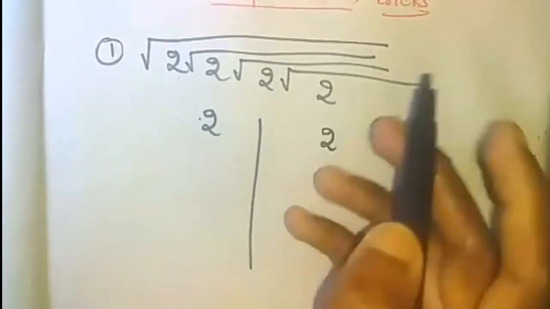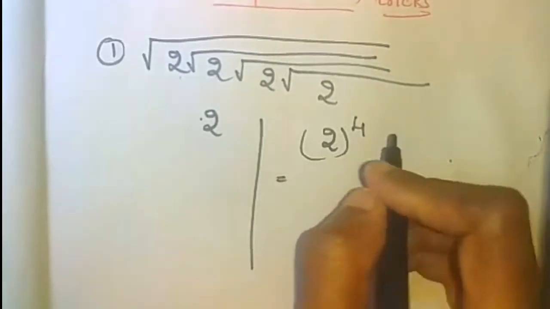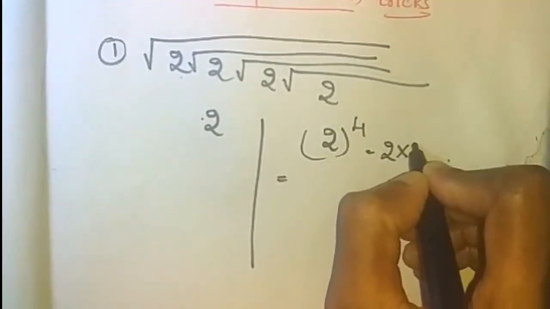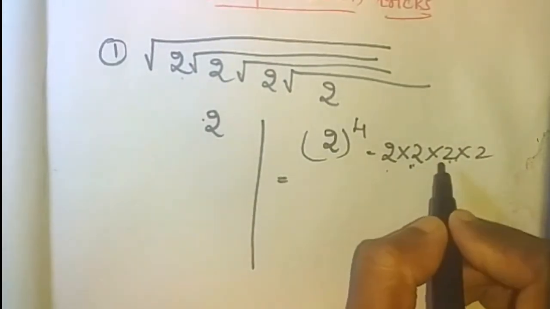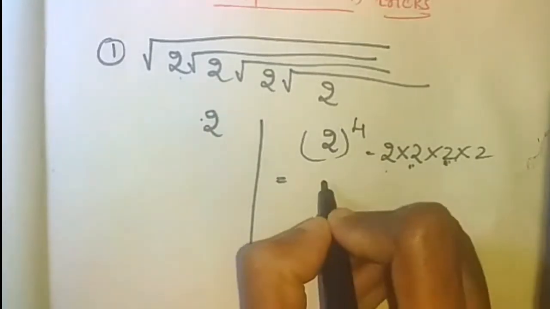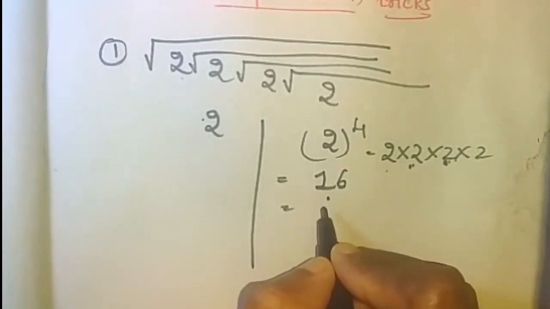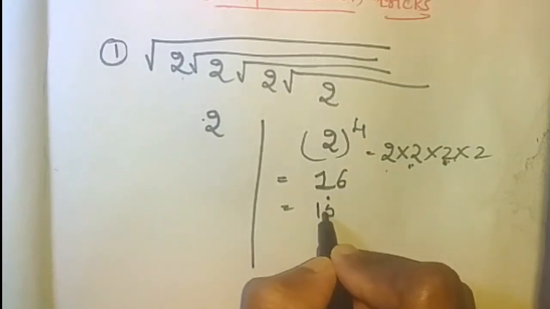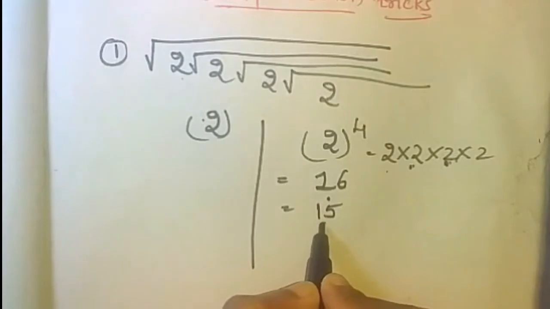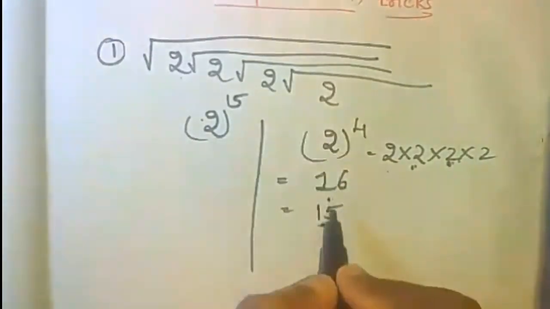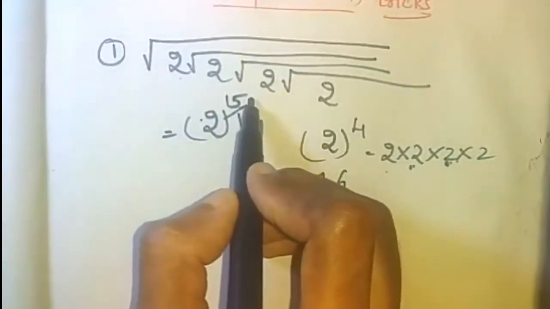1, 2, 3, 4. So now 2 to the power of 4. Calculate how much it is. 2 into 2 into 2 into 2. 2 2's are 4, 4 2's are 8, 8 2's are 16, right? Now from this 16, subtract 1. How much will we get? 15. Now write this 15 in the numerator and this 16 in the denominator. This is your answer for this problem.